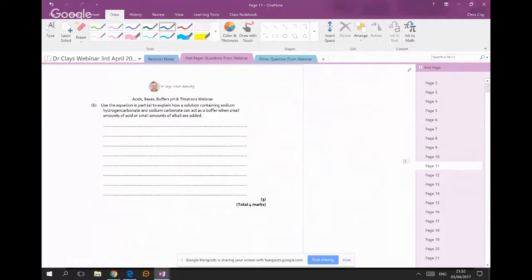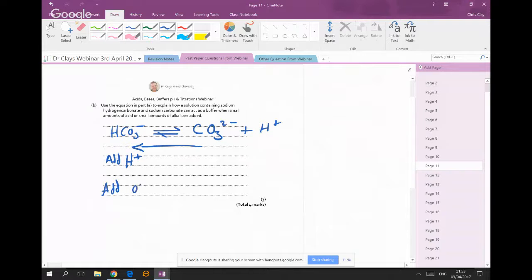Use this equation in part A to explain how a solution containing sodium hydrogencarbonate and sodium carbonate can act as a buffer when small amounts of acid or small amounts of alkali are added. Okay, so we've got here our equation, hydrogencarbonate, CO3 2 minus plus our H plus. So you're going to have to basically recall, I'm not going to write all of this out. The key here is if we add H plus, it's going to shift the equilibrium to the left, maintaining the concentration of the hydrogen ions. Whereas if you add OH minus, you're going to get H plus plus OH minus making H2O. What's going to happen is the equilibrium will shift to the right, maintaining the concentration of the hydrogen ions.